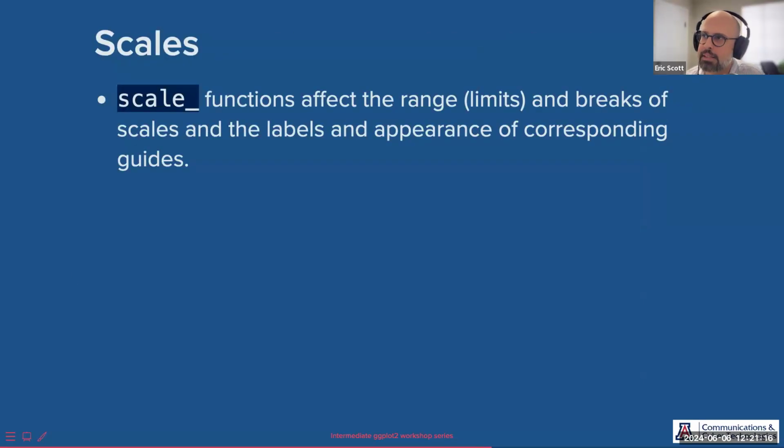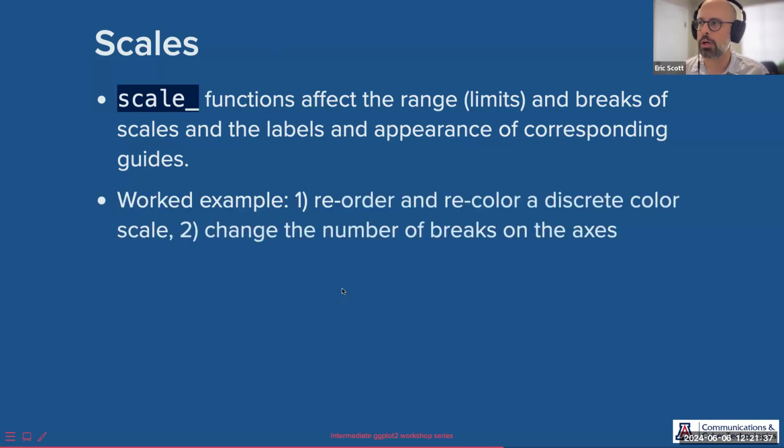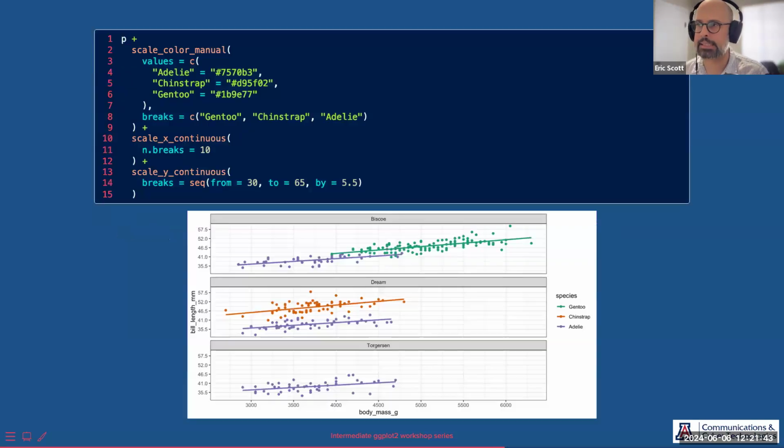Okay, scales. So scale functions affect the range and the breaks in scales, and also are the main way of affecting the appearance of guides, including legends for color and shape and things like that. The main way to change those is through scale functions. So we're going to go through an example where we're going to reorder and recolor a discrete color scale and change the number of breaks on the axis.